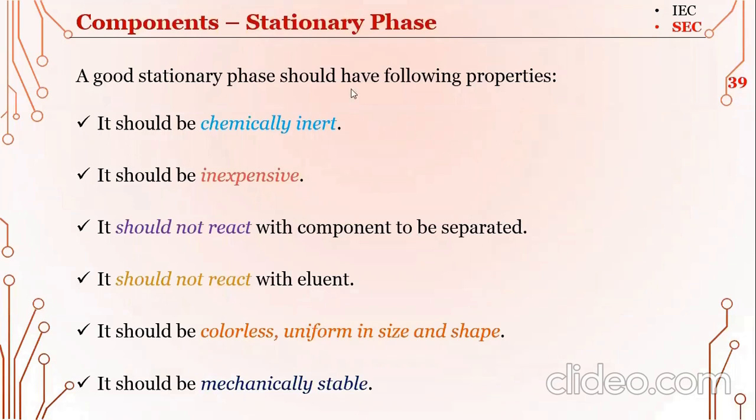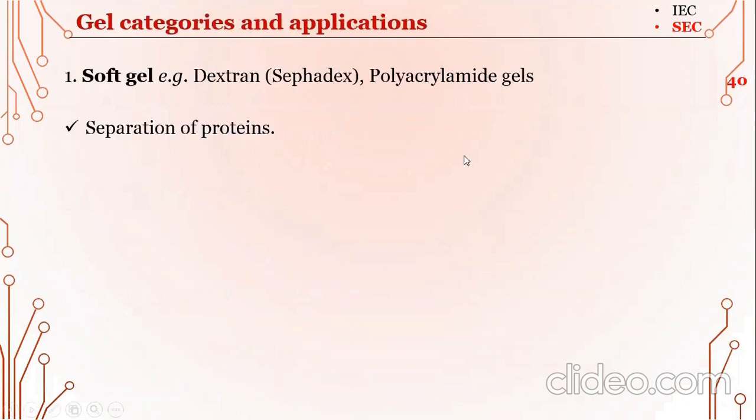Okay, and next to it is the gel categories and applications. So what kind of gels can be used? So soft gels like dextran, Cefadex or dextran, are soft gels. Polyacrylamide gels are also soft gels. So they are used for separation of proteins.